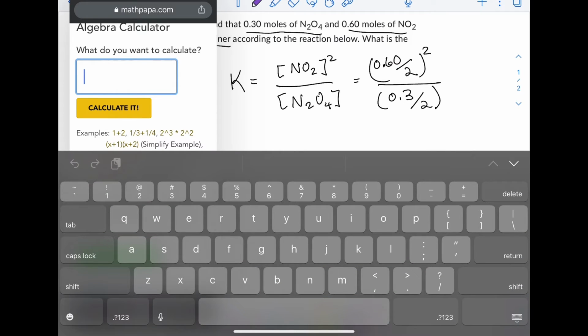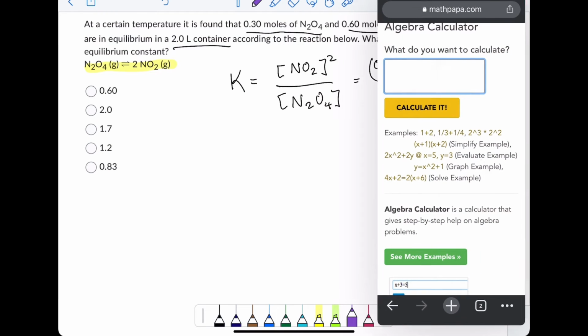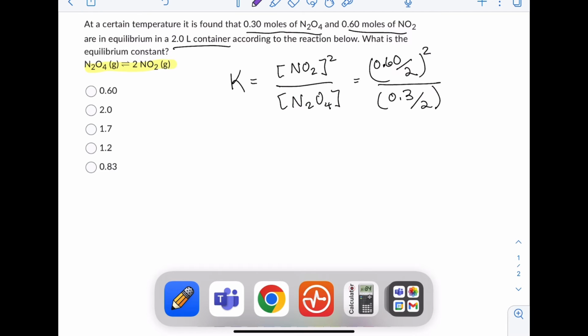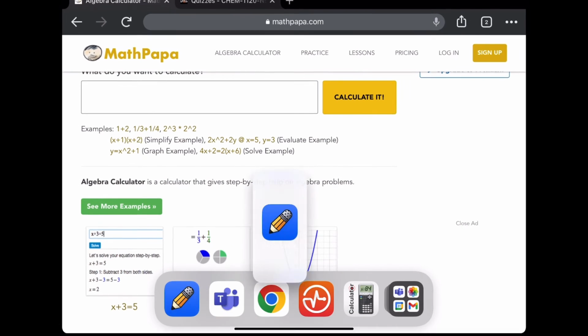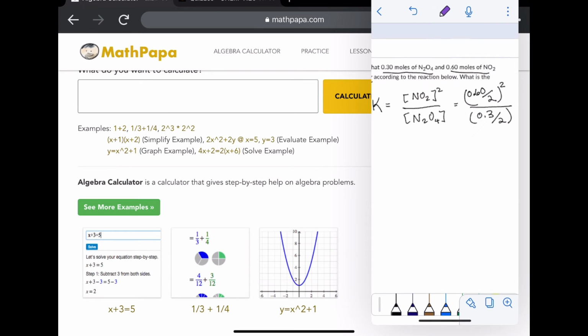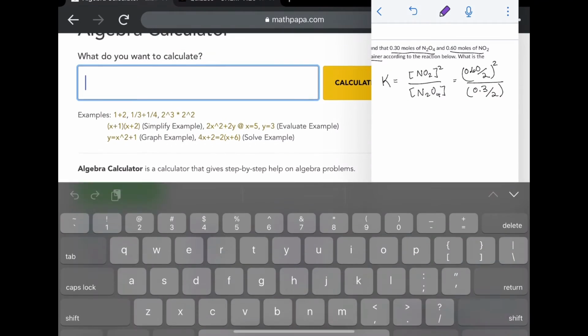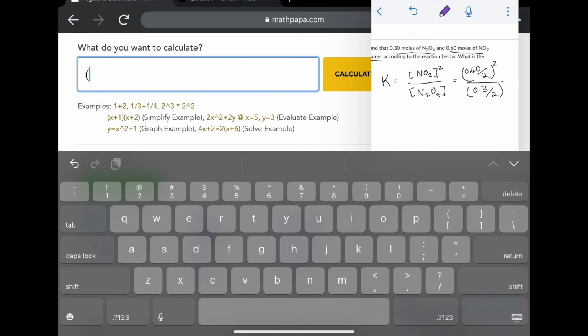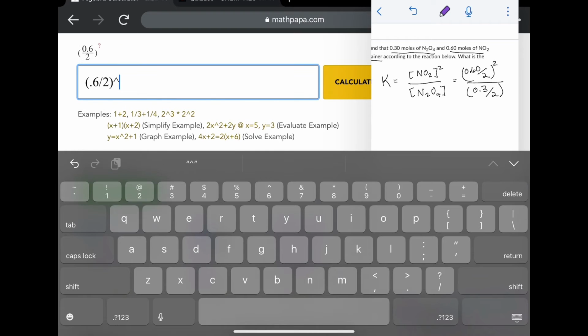What do I want to calculate? Let me do it this way. All right, let me open up Math Papa, and then let me bring that screen off to the side. And I'm going to plug this into my algebra calculator. So over here, I'm going to type parentheses. It's going to look pretty much like it looks over on the right. 0.6 divided by 2, parentheses. And to square something, you're going to use a caret. You'll see some examples down below, but I'll use that caret squared.